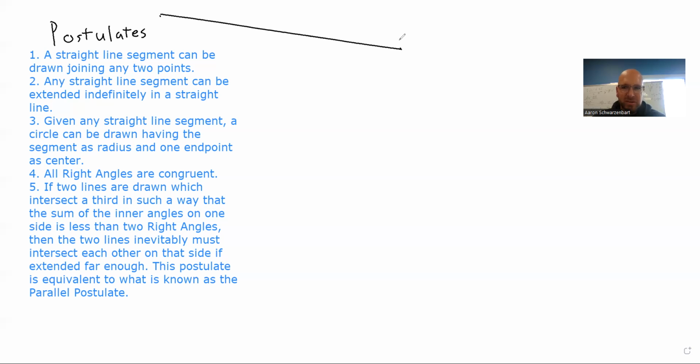It might be a little easier to draw that line if I could put my ruler on my screen, but I can't, it's on a different pad. But there is a line connecting the 2 points. The second one says that I can extend this line indefinitely in either direction, because you probably know that lines go forever.